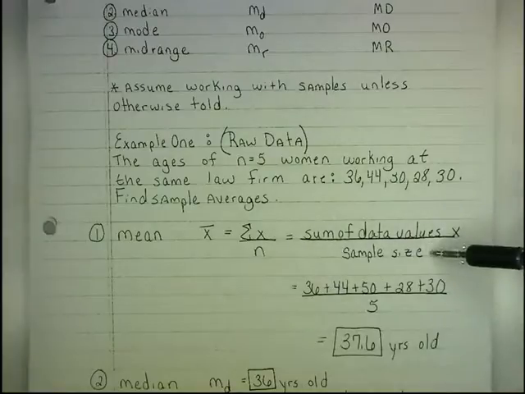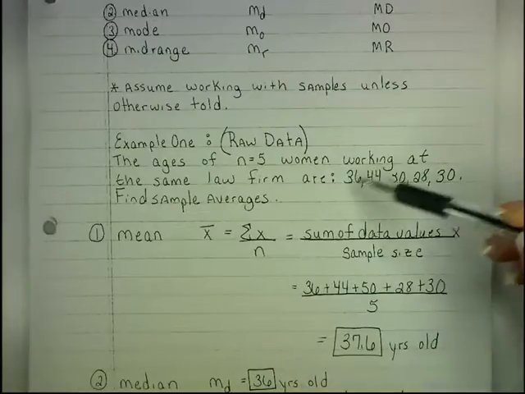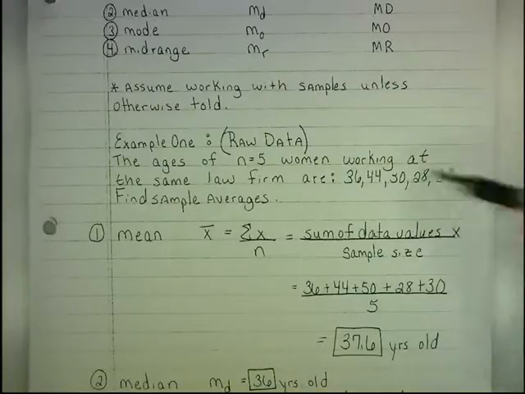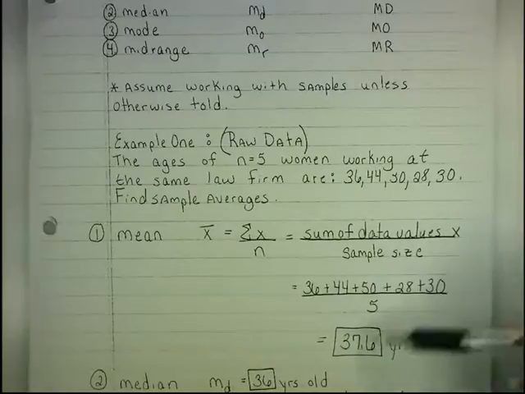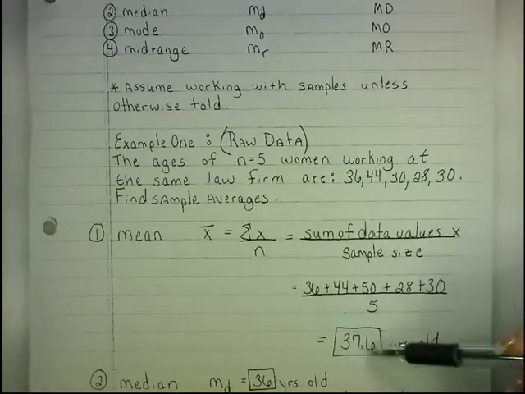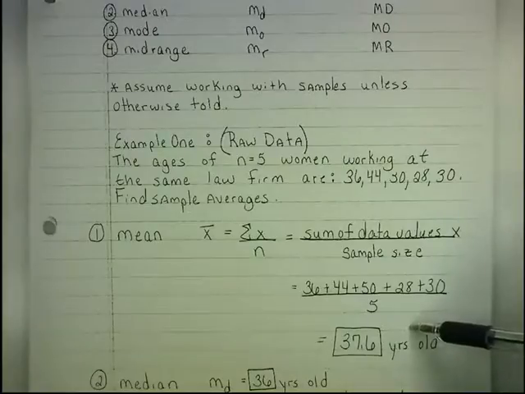Sample size is the number of data values that you have, and we have 5 ages, 5 women, 5 pieces of raw data. So I add up all of their ages and divide by 5. And 37.6 is the exact answer. No rounding was necessary in this case.